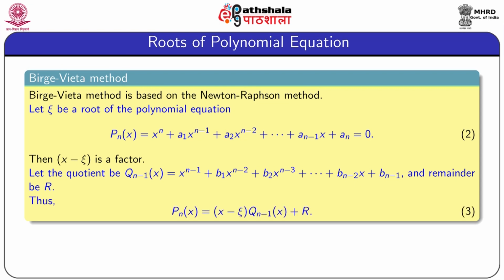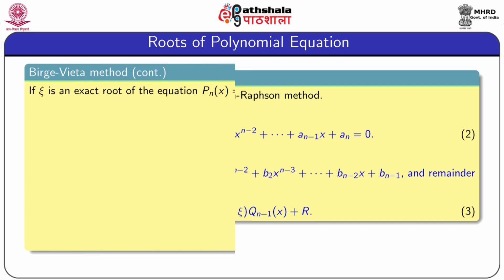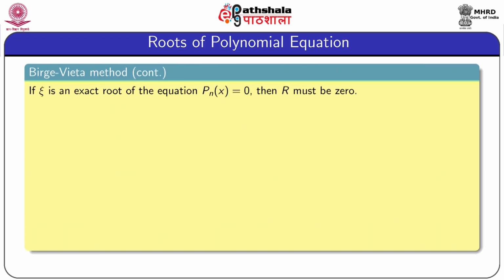If the polynomial p_n(x) is exactly divisible by x minus xi, then the remainder R must be 0, otherwise R is a non-zero quantity. Therefore, we can write p_n(x) = (x minus xi) times the quotient polynomial q_(n-1)(x) plus the remainder R. If xi is an exact root of the equation p_n(x) = 0, then obviously R must be 0, otherwise R is a very small quantity close to 0. Thus, the value of R depends on the accuracy of xi.